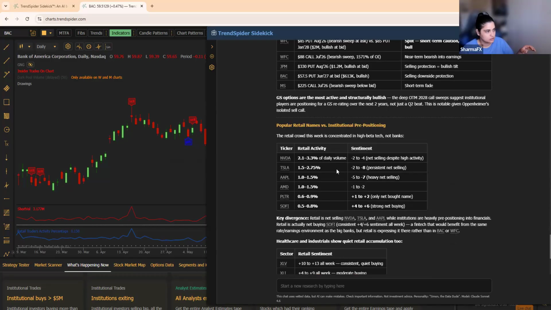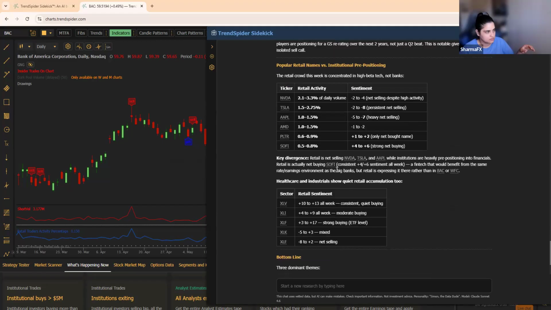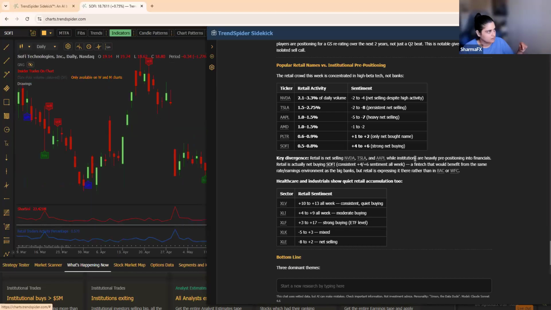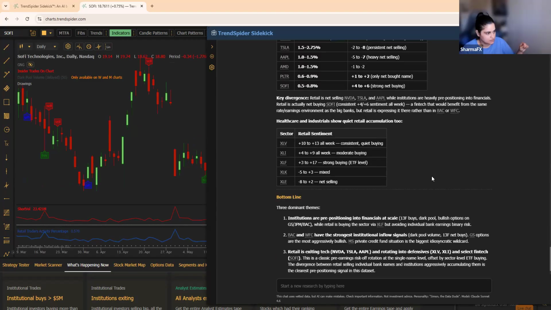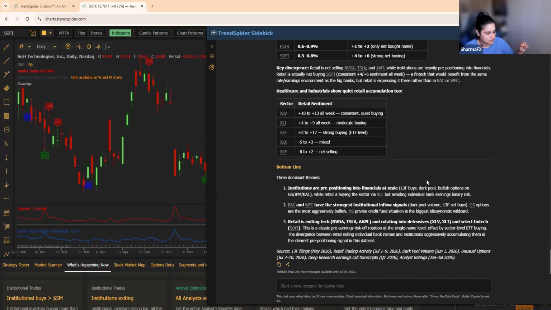Retail names versus institutional pre-positioning. So retail is net selling NVIDIA, Tesla, and Apple, while institutions are heavily pre-positioning into financials. Retail is actually net buying SoFi Technologies. What else? So it seems like institutions are pre-positioning into financials at scale.